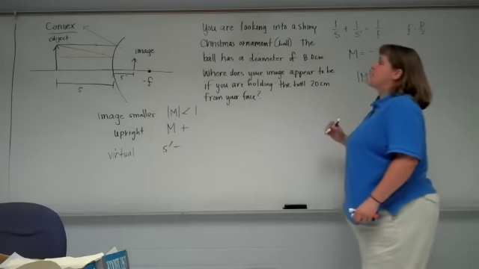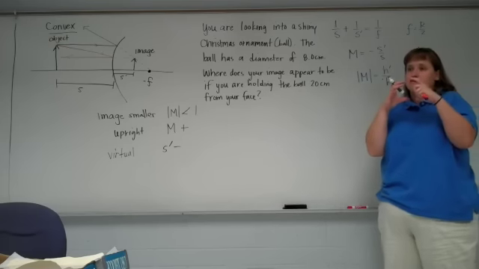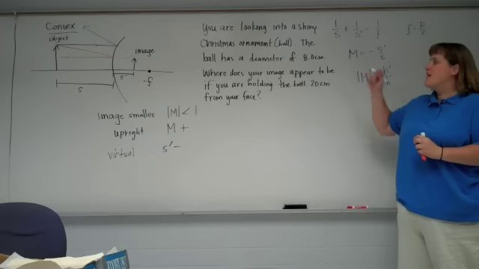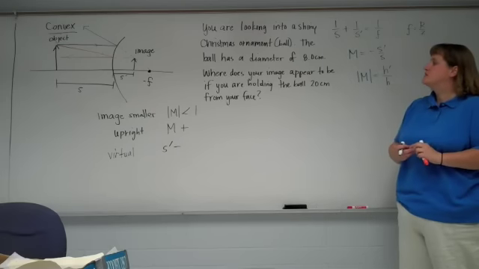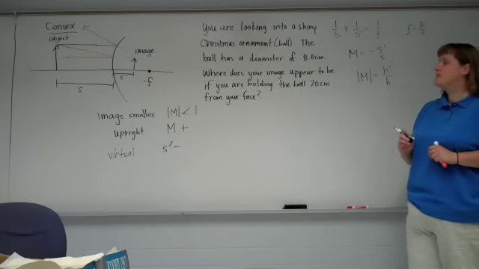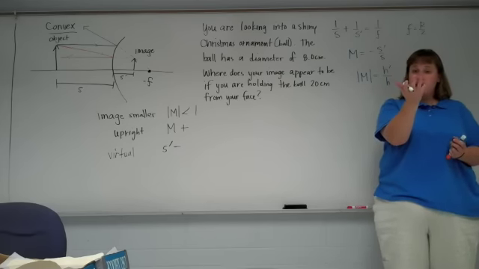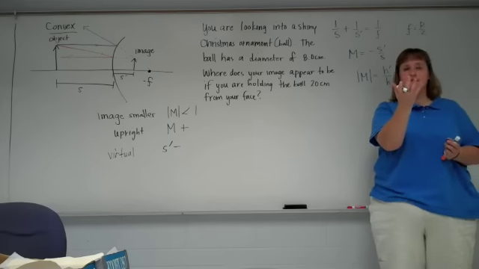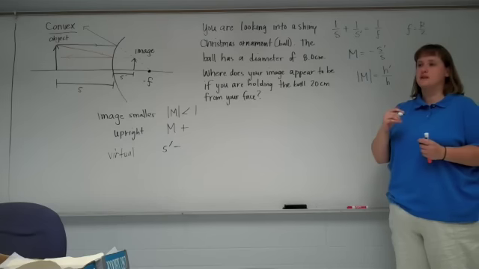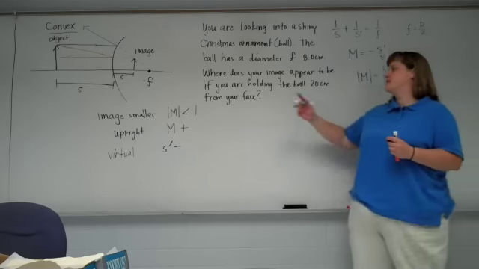So we're looking into a shiny Christmas ornament, one of those balls. The ball has a diameter of 8 centimeters. Where does your image appear to be if you're holding the ball 20 centimeters from your face? So you hold the ball in your hand, you're smiling at yourself in the ball. Where will your image appear to be? And let's also find the magnification.